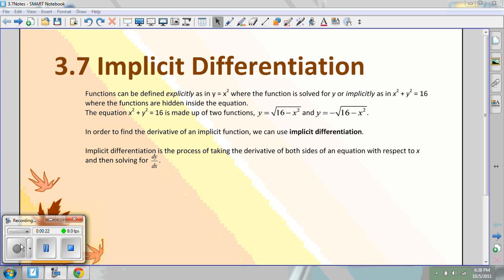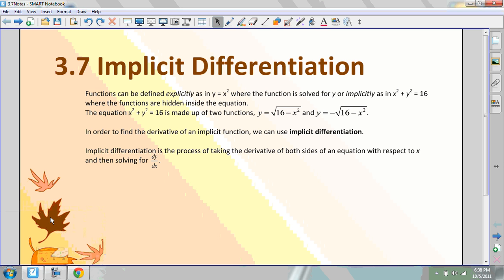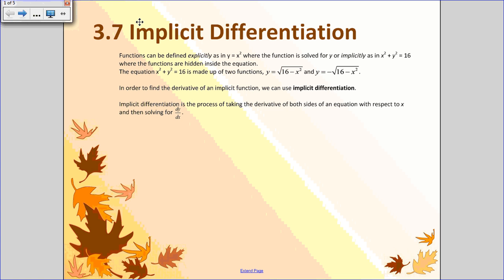So in our x squared plus y squared equals 16 example, we have the two functions y equals positive square root of 16 minus x squared, and y equals negative square root of 16 minus x squared. So even though this whole equation is not a function, it is made up of two functions, and those two functions are just hidden inside of the equation somewhere. So we call that implicitly defined.